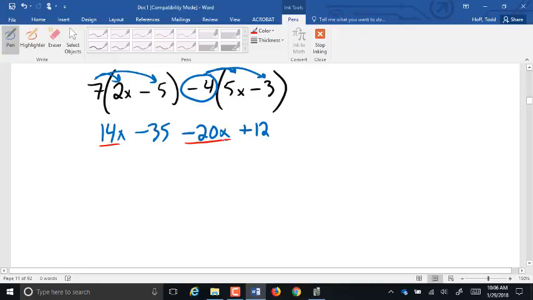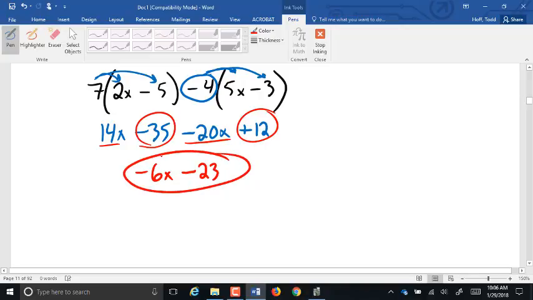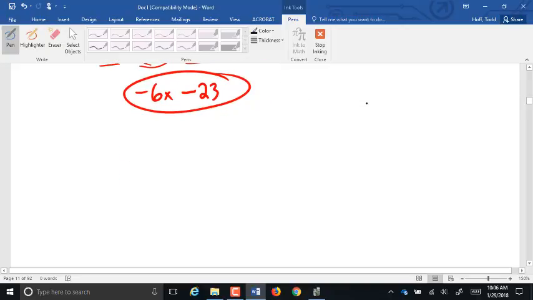Now we can combine 14x and negative 20x, negative 6x, good, and negative 35 and positive 12, negative 23. So negative 6x minus 23. Any questions there? Okay. Our last skill for the day.